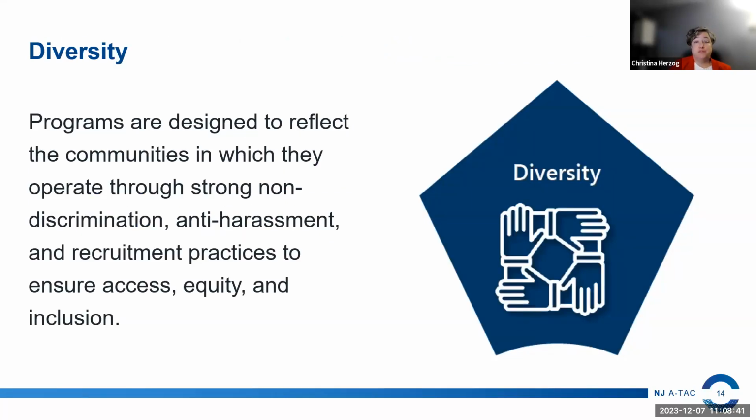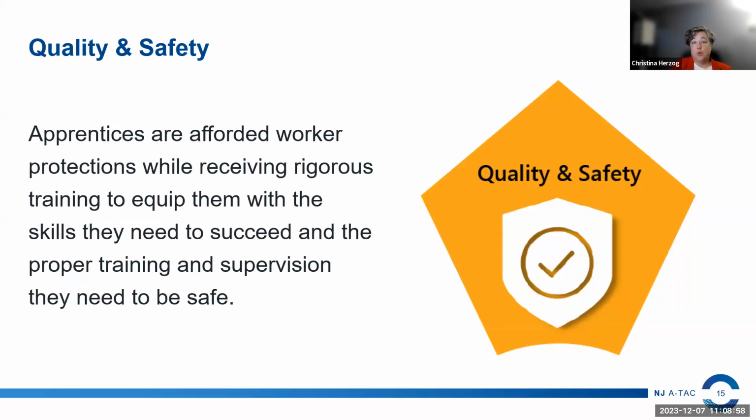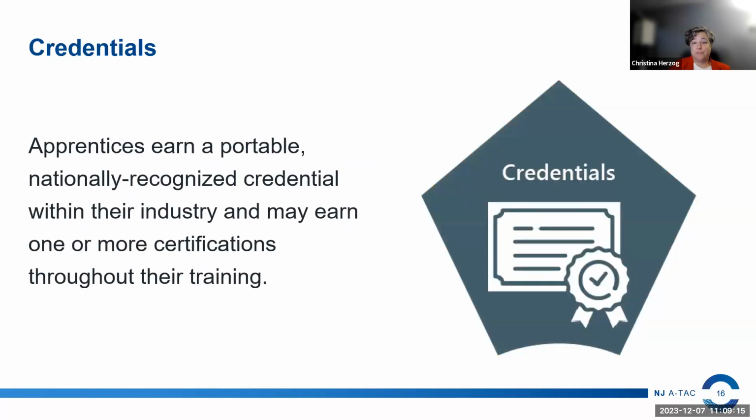Programs are designed to reflect the communities in which they operate and to include strong non-discrimination, anti-harassment, and recruitment practices to ensure access, equity, and inclusion. So diversity is a focus of all registered apprenticeship programs as well. Quality and safety. We ensure that apprentices are afforded worker protections while they receive that rigorous training and make sure that they have all of the equipment and the skills that they need to be successful and to be safe, and to make sure that they have the supervision that they need.